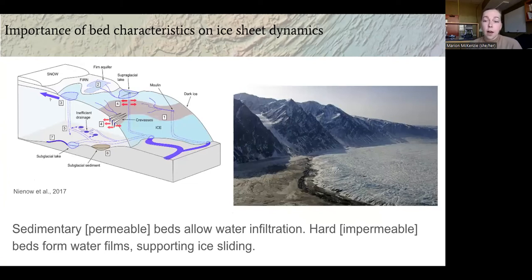When considering the lithology of a bed on which an ice system sits, sedimentary or permeable beds with tills or unconsolidated material will allow for water to infiltrate into the subglacial system. However, if you have a hard or impermeable bed in the form of crystalline bedrock or volcanic bedrock, this can form water films and support ice sliding. So it's important to understand the subglacial environment in order to constrain how much meltwater and in what ways ice systems will be contributing to global sea level rise in the past, present, and the future.